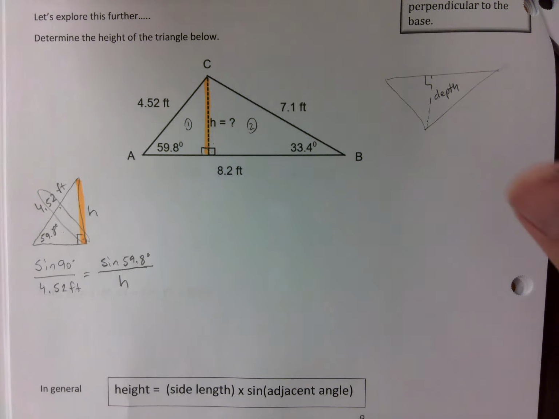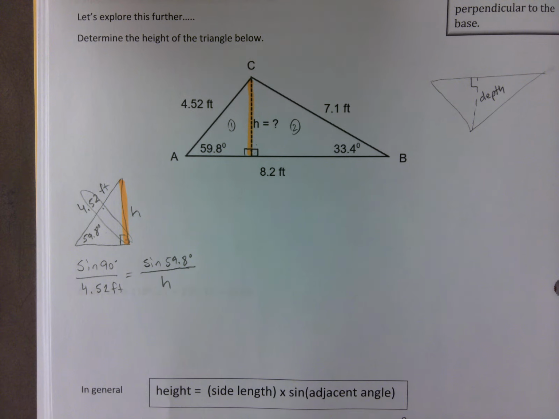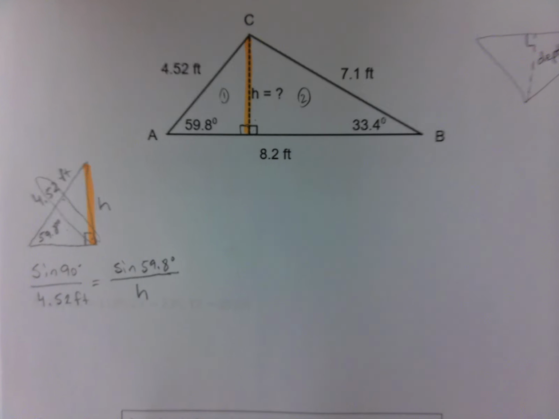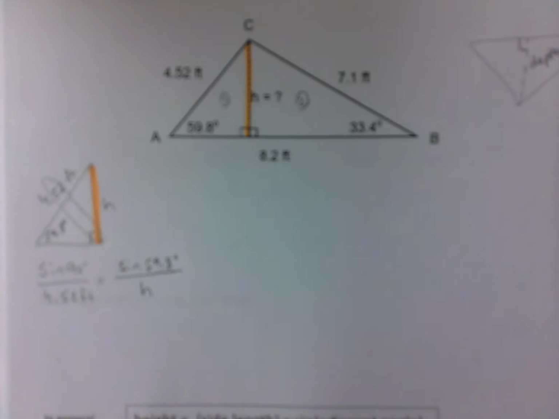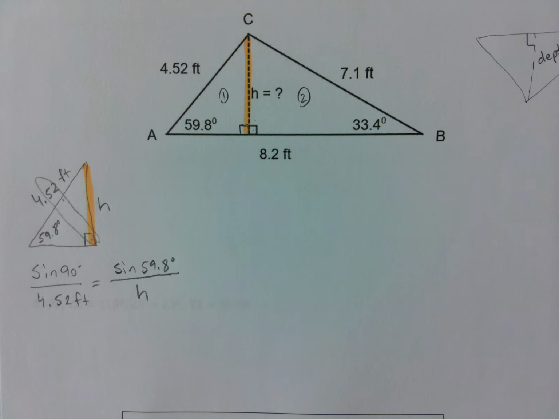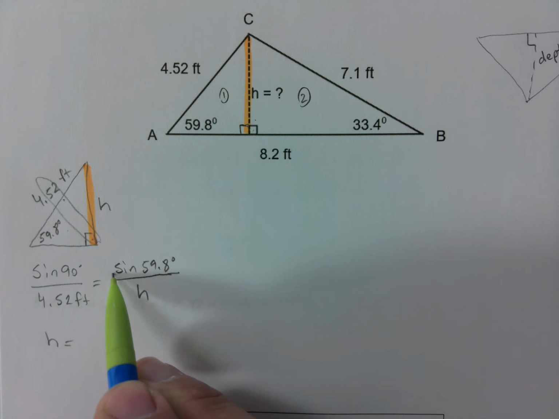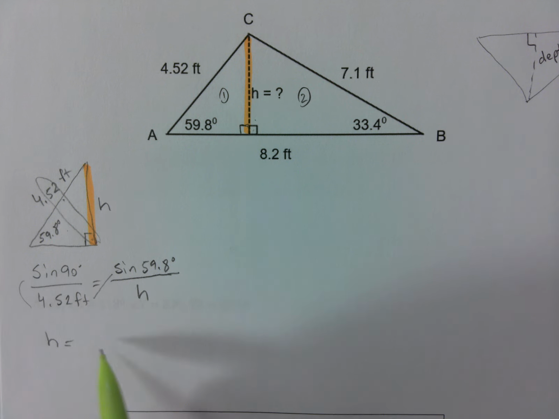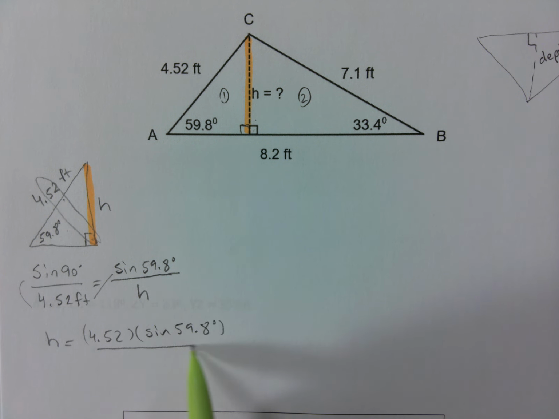Let me zoom into that a little bit because I feel like I might need a close-up of that. All right, so let's find our height here. Height is, right, we cross multiply and divide. So it's 4.52 times sine of 59.8 degrees divided by sine of 90.